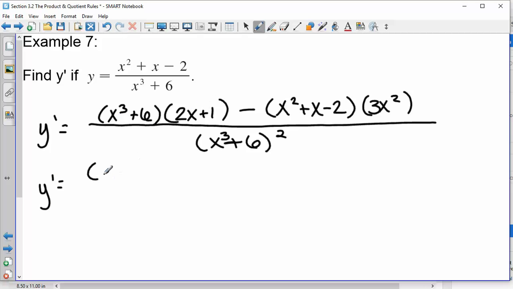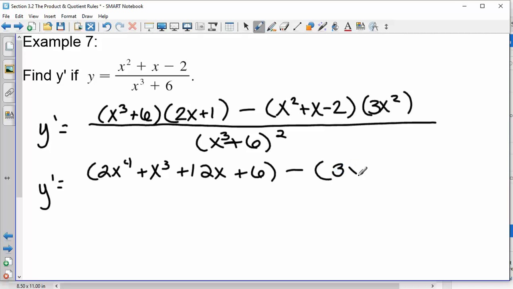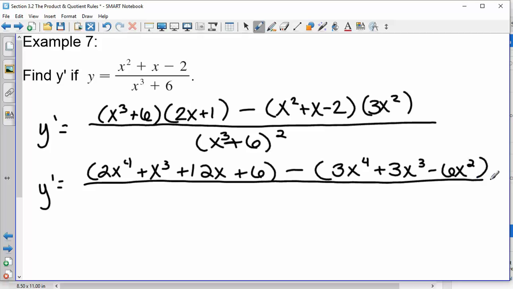So if I FOIL, I get 2x to the 4th plus x cubed plus 12x plus 6 minus, this one if I distribute my 3x squared, we get 3x to the 4th plus 3x cubed minus 6x squared over the denominator.